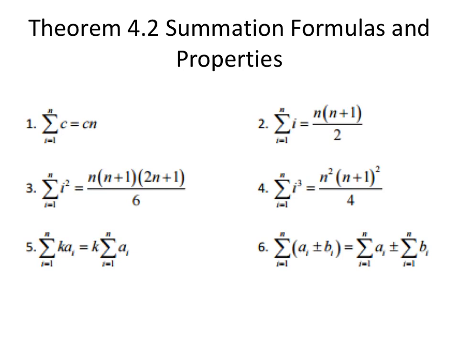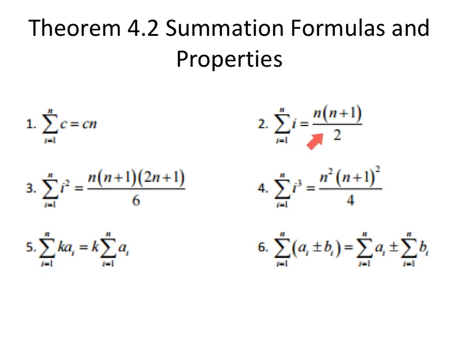Now here's some properties, and these make us faster than before, but still not as fast as the calculator. If I'm adding a constant c, n times, it's just c times n, and we saw that when we're adding 3a 5 times, we got 15a.